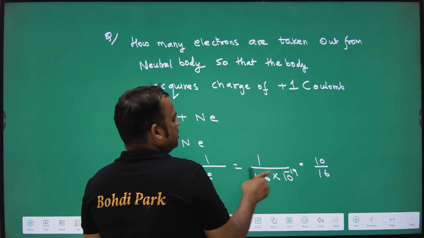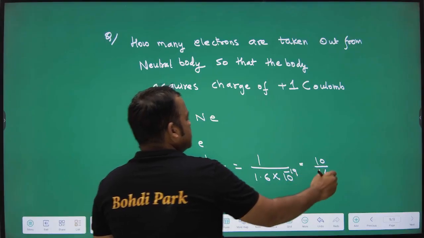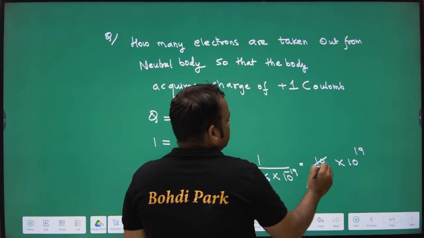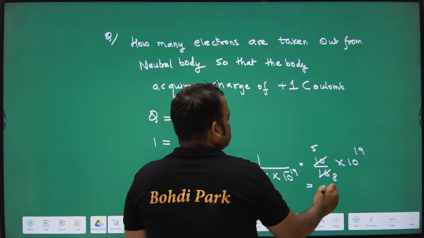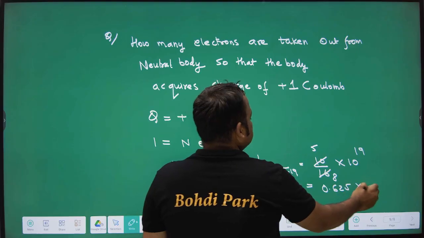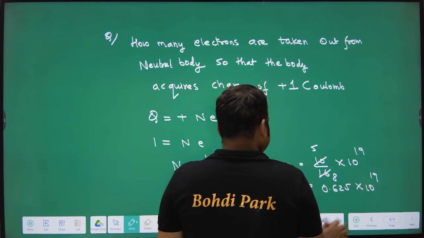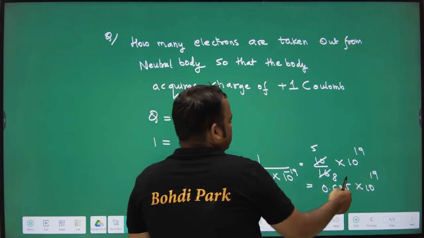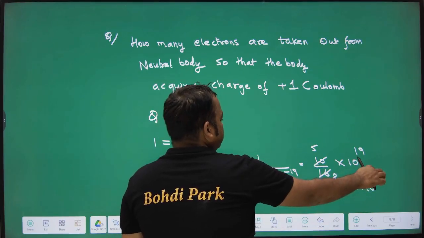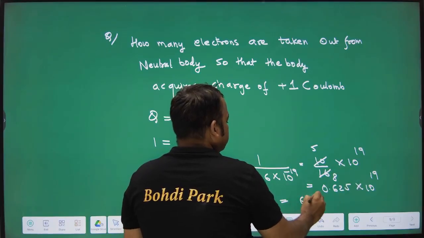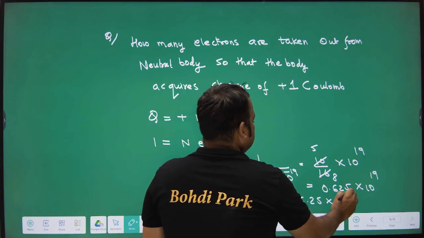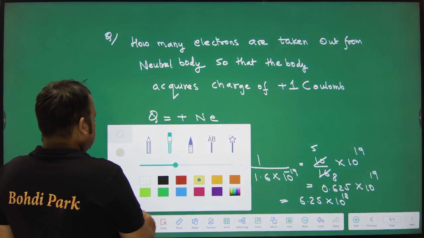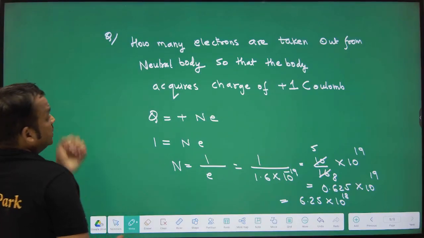To remove this decimal, I am writing it as 10 by 16 into 10 raised to 19, then cancel it by 2, so this is 5 by 8, 5 by 8 is 0.625, then we have 10 raised to 19. Now multiply this by 10, so one power will be decreased by 1, it will become 6.25 into 10 raised to 18. So these many electrons are removed, taken out.